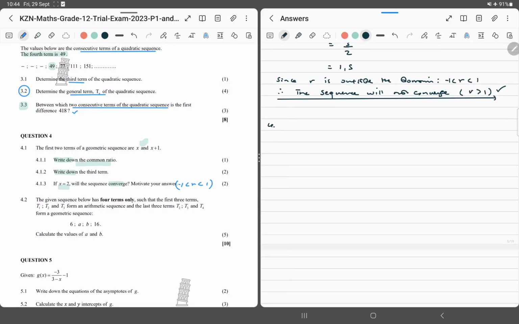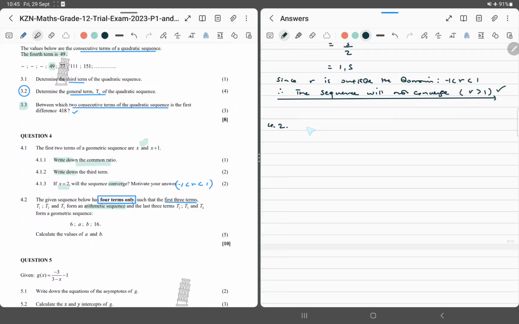So 4.2. 4.2 says the given sequence below has 4 terms only. Can you see that? It's highlighted for us. Such that the first 3 terms, this is T1, T2, T3, form an arithmetic sequence. Okay? Now, we pause right there.